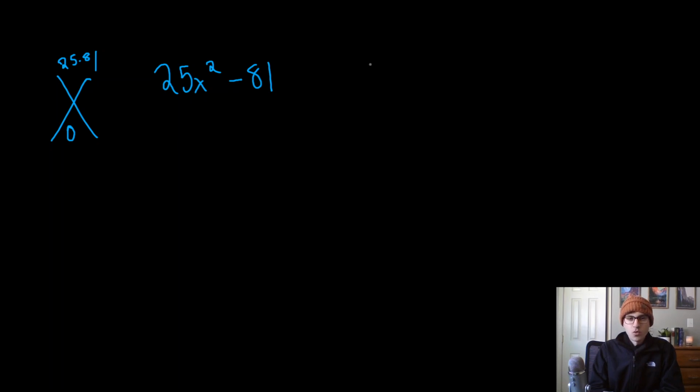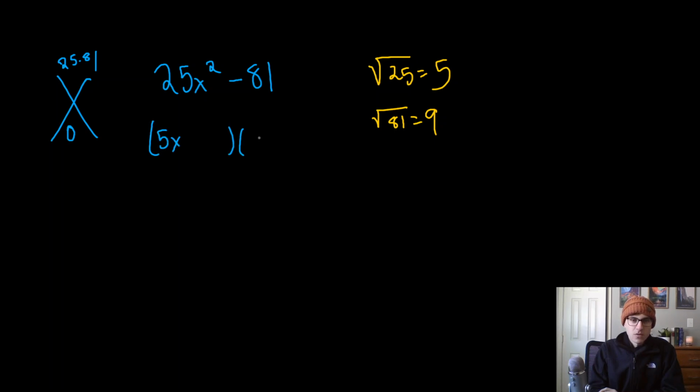Well, the square root of 25 is 5, and the square root of 81 is 9. So instead of trying to do all of this big X stuff, which we could do, I know that this is 5x times 5x, right? Because 5x times 5x is 25x squared. And then this 81, well, it has to be positive 9 and negative 9. And that's your answer. Kind of crazy.